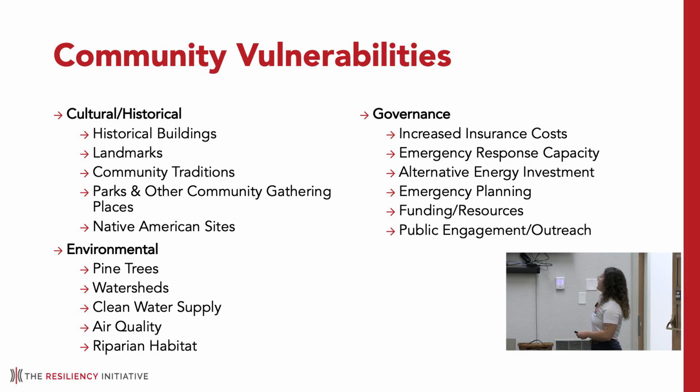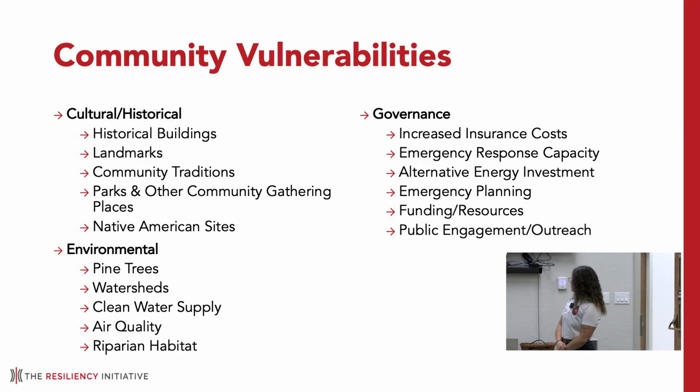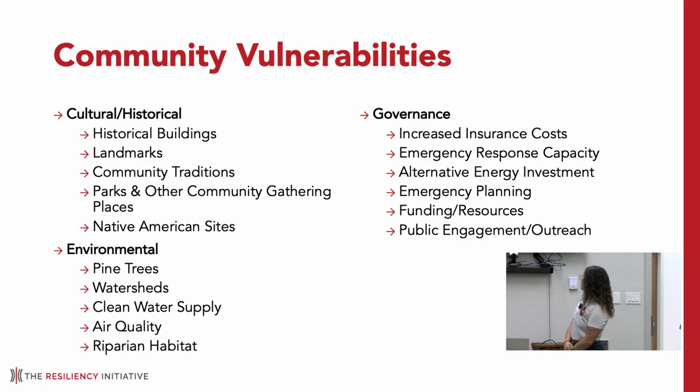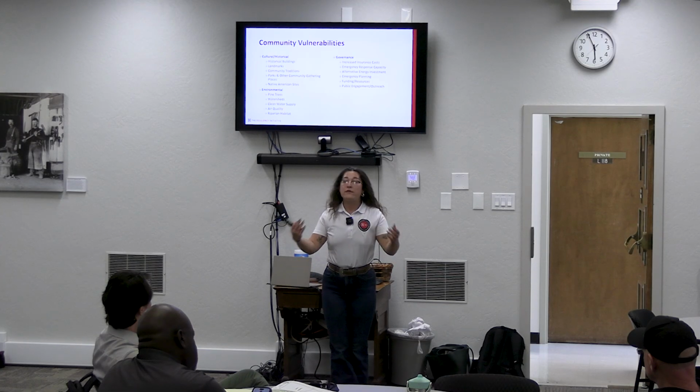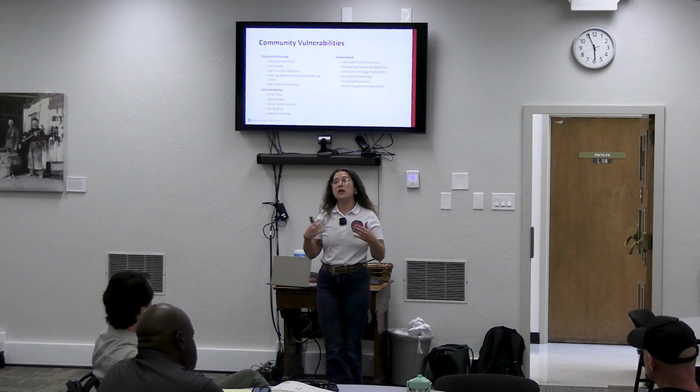And then governance, more and more, definitely again, pretty common. Biggest concern is increased insurance costs. Looking at emergency response capacity, alternative energy investment, emergency planning, funding and resources, and community outreach and engagement. So what are we doing as we're moving forward with this? Again, making sure that we're having community members' voices in mind.